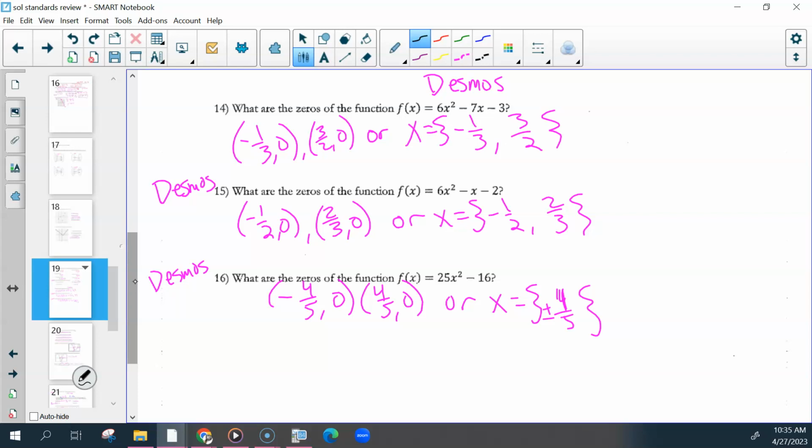Are there any of those we want to see in Desmos? See what it looks like. Which one? 16.